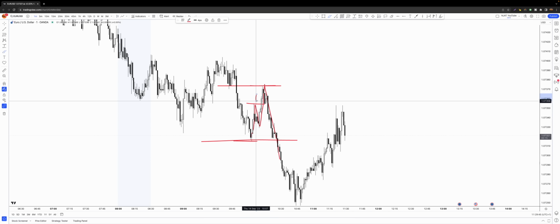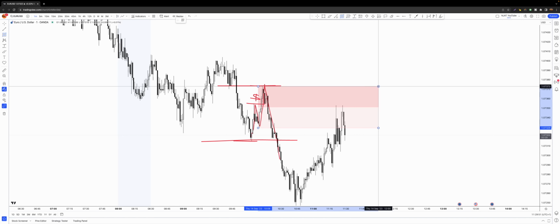So we see the manipulation within the sideways range. So if we were looking to trade based out of this sideways range, this is the area that we would look to be trading from in the future.